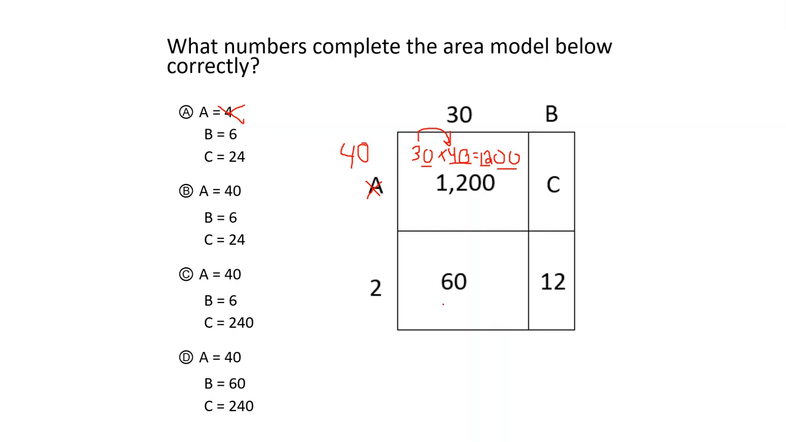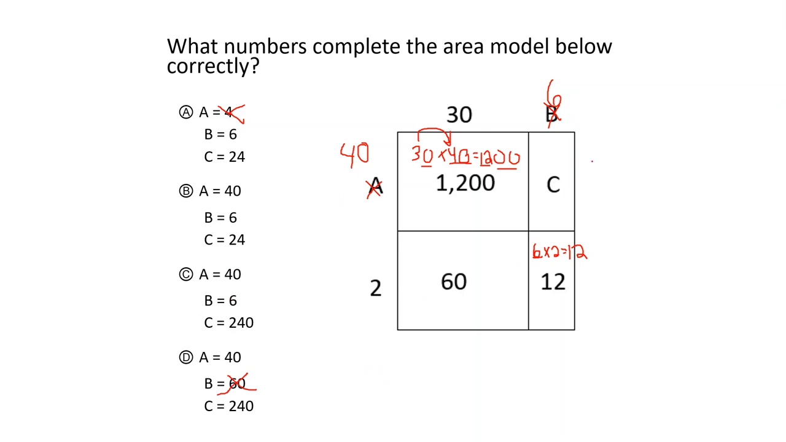2 times 30 is 60. That's already done. This one's not done though, because I don't know what B is. So something times 2 equals 12. 2 times B equals 12. Well, I know my facts. 2 times 6 equals 12. So B has to be 6. B is 6, so it's 60, not this one. So now I just have to figure out C.